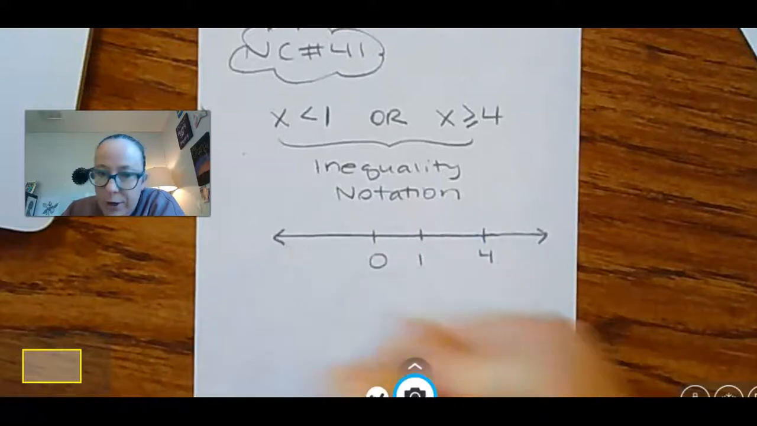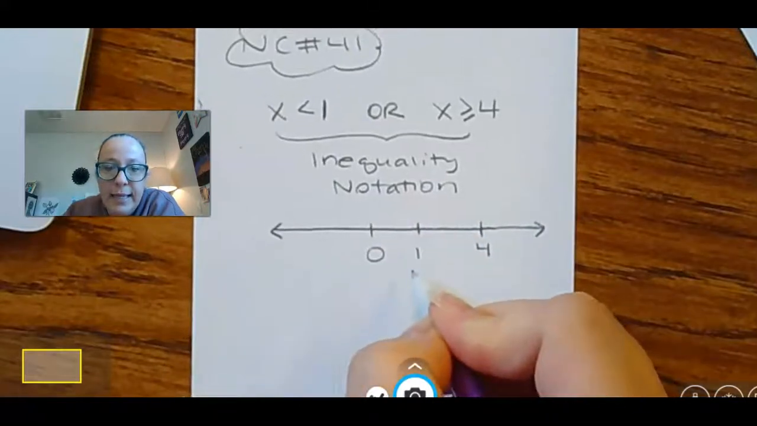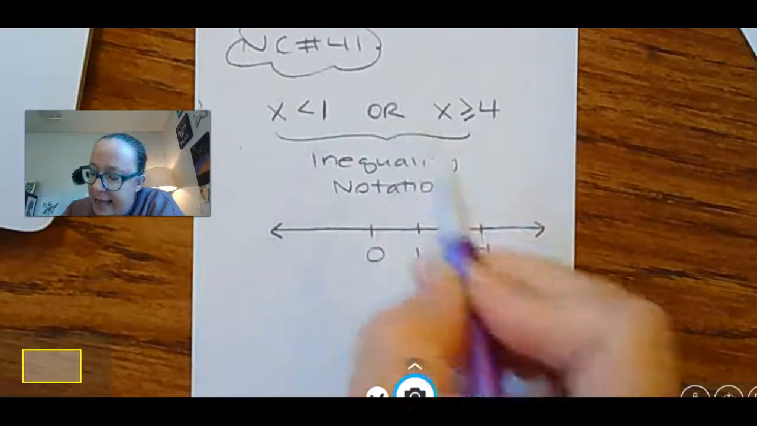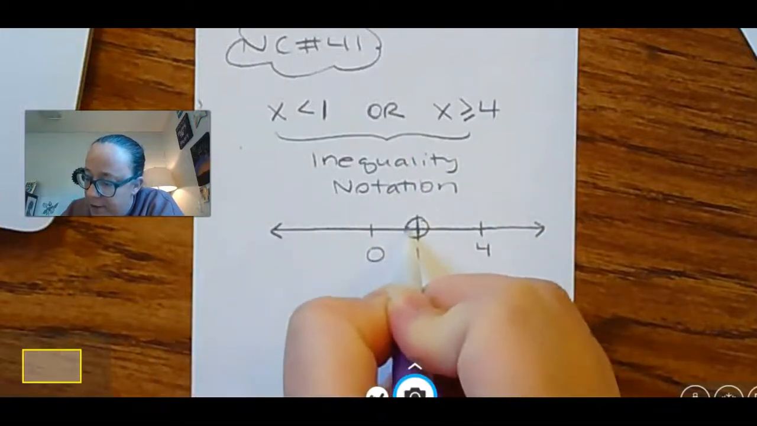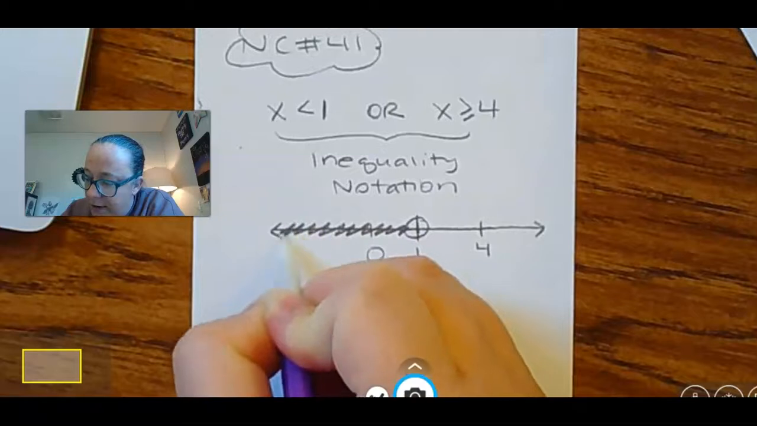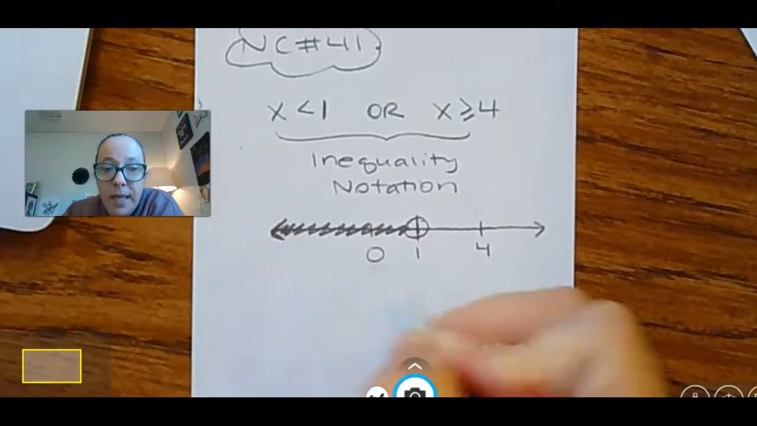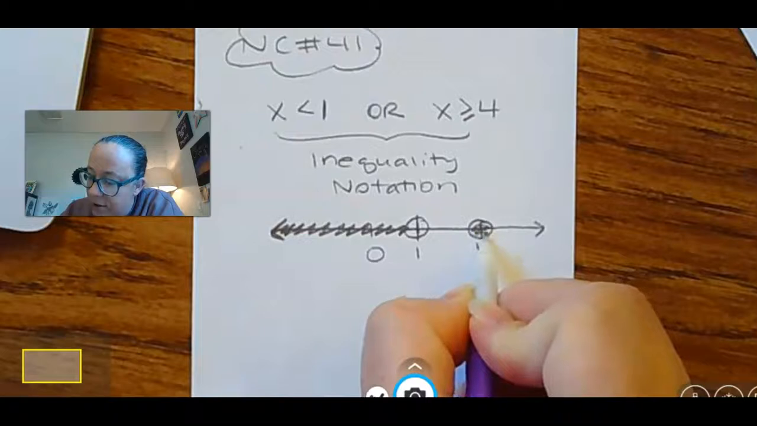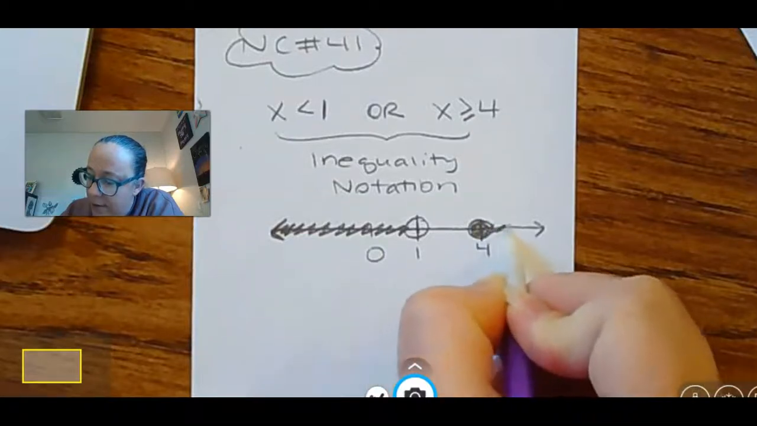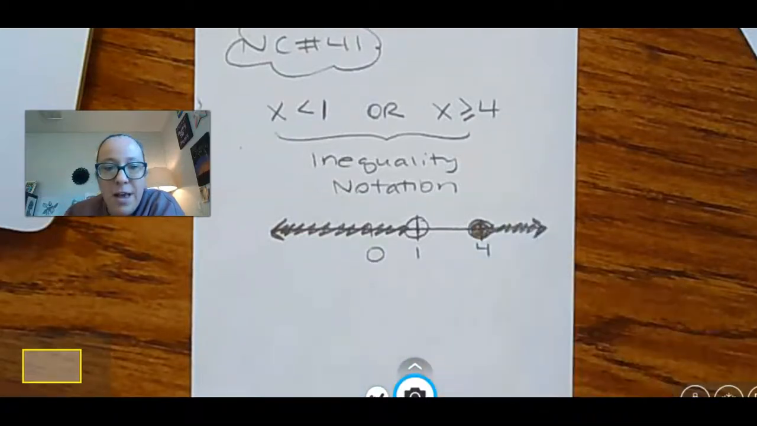Okay, so I always like to put 0 and then add the numbers in question. X is less than 1, so that would be this way, an open circle, and it would go on forever. All of those values are less than 1. Or X is greater than or equal to 4. So I've got a closed circle at 4, and it would go this way. There you go. That's the graph, if you were asked to graph.